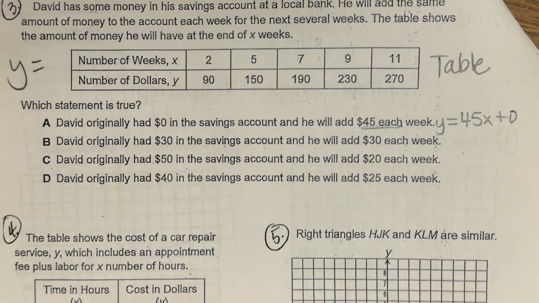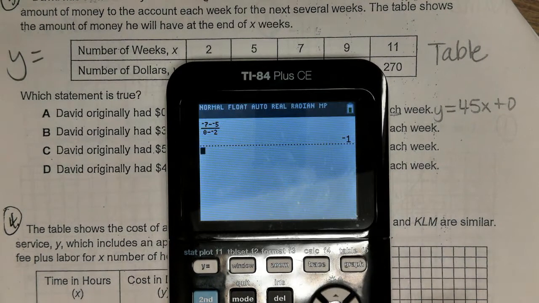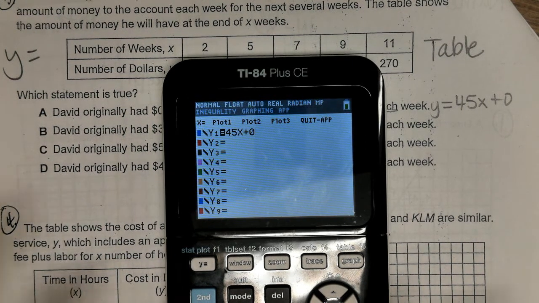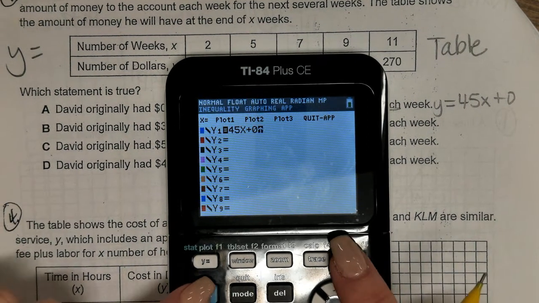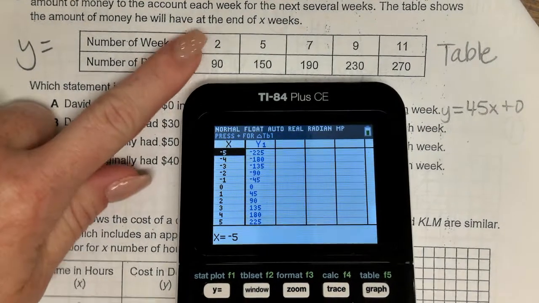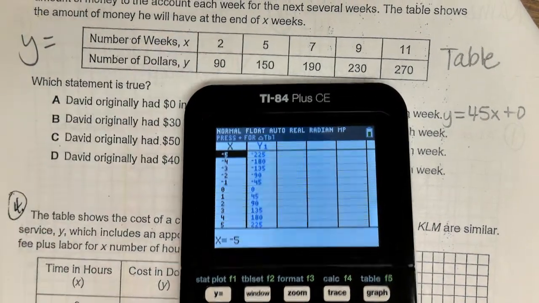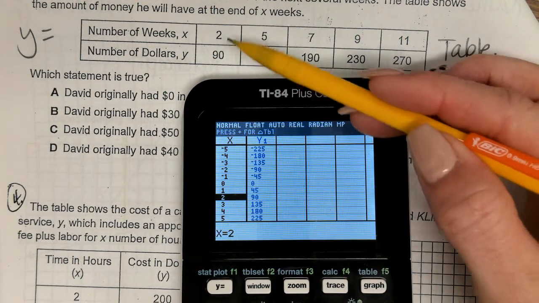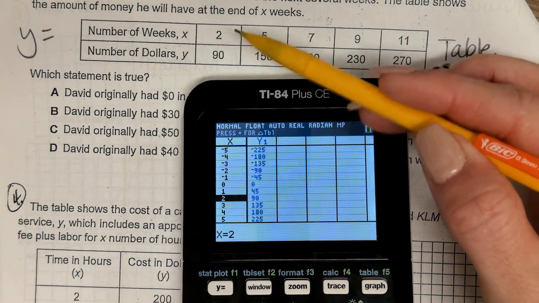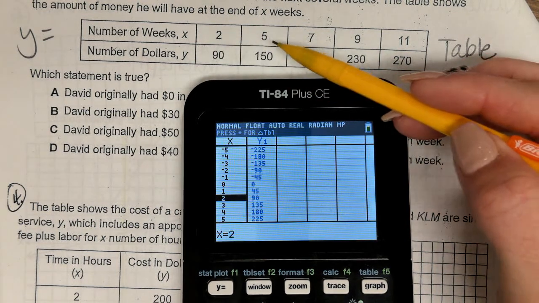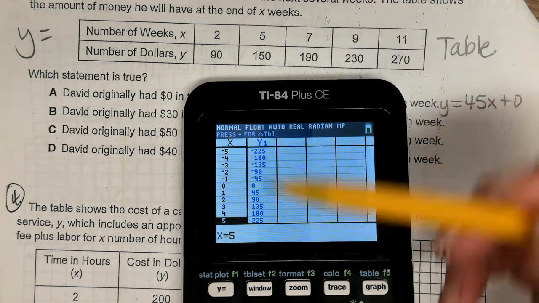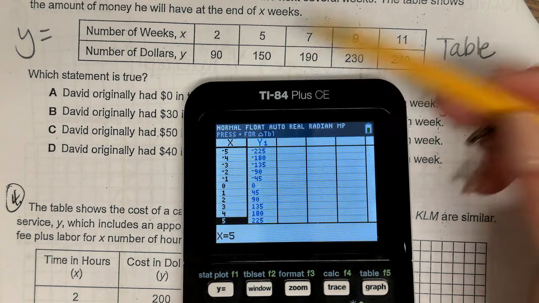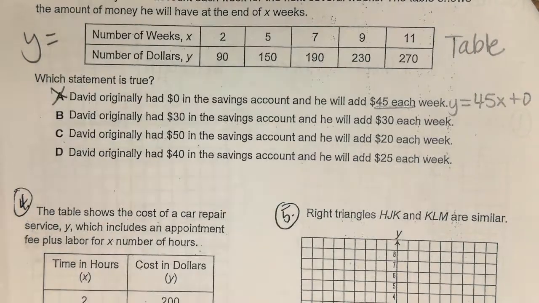So I would go to my calculator and I would push the Y equals button, and I would type in 45X plus 0, and then I would go to my table by hitting second graph, and I would see if it matches this table. So I would say, okay, when X is 2, what is y? Did that match? Yep, but do I pick that answer? No, I got to go check when x is 5. What is y? In my calculator, it's 225, but here it's 150. So A is out.